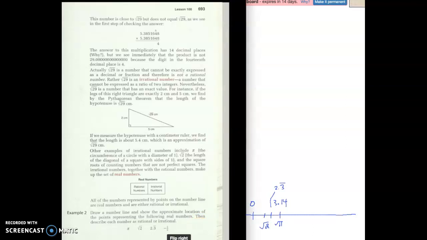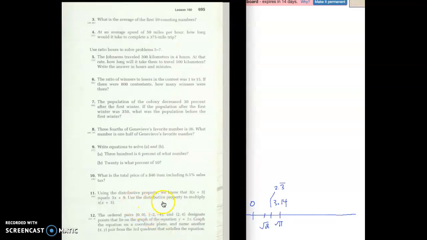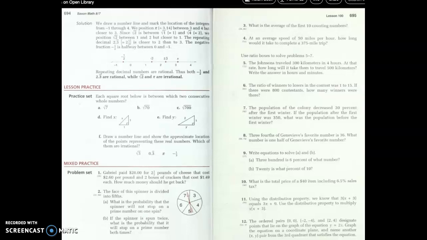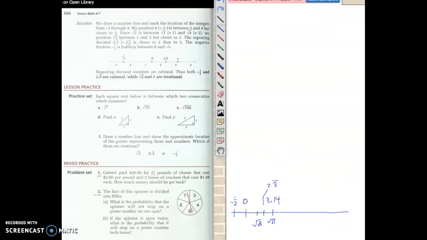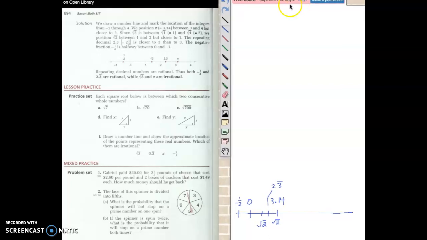All right, let's go ahead and turn the page. Bring my whiteboard over. All right, so if you look, it gives you the solution right up here. It was -1/2. All right, good. So here we have the root of 2, which is going to be between 1 and 2. We have 2 and 3/10, which is a repeating decimal, and then we have 3.14, which is pi.